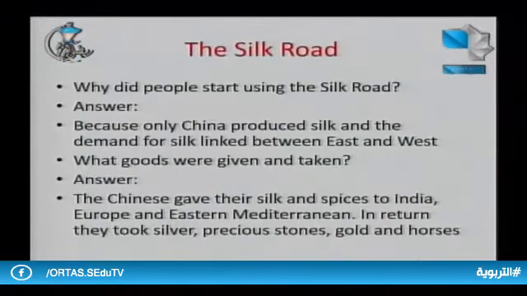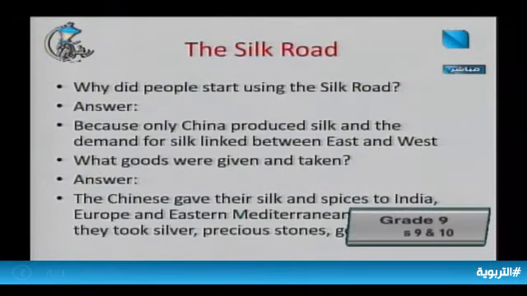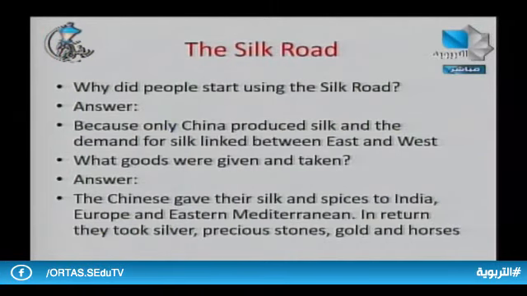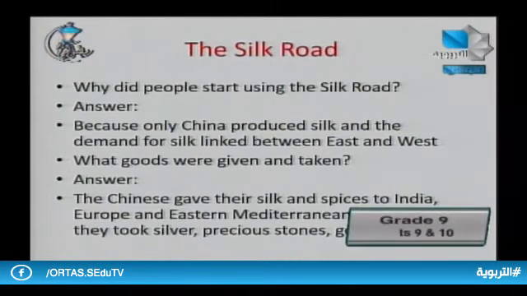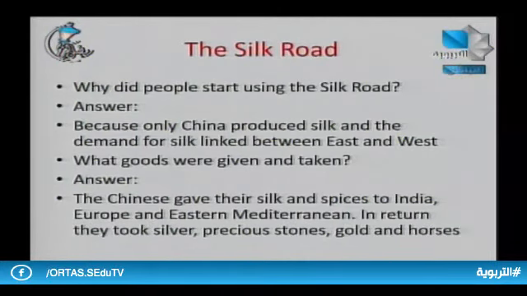They gave silk and spices. In return, they took silver, precious stones, gold, and horses. This means they sold silk and spices, and bought precious stones, gold, horses, and silver. Of course, they wanted precious stones and gold in order to buy and sell things, and they needed horses to help them in their work. What is taken by someone is given by another one, and vice versa. So this is exchange, given and taken.